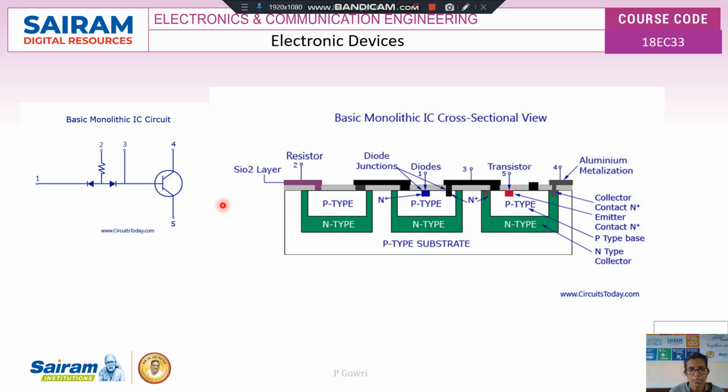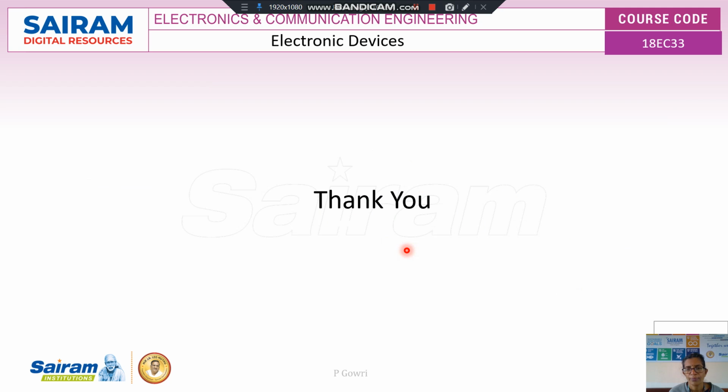Like this, any type of integrated circuit can be implemented on a single substrate, and that is called a basic monolithic IC. So a monolithic IC is one where whatever components we need can be implemented on a single substrate. So here we have seen how to integrate various components in a single wafer. Thank you.